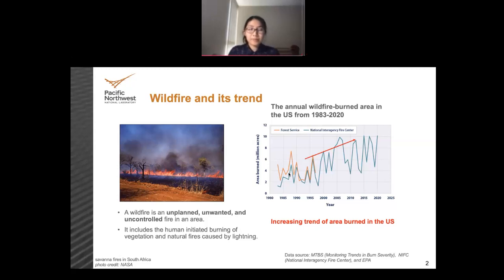Before I get into my research, I would like to give you some background information about wildfires. First, a wildfire is an unplanned, unwanted, and uncontrolled fire in the wildland, and it can be caused by human beings and by lightning. On the right-hand side, you can see the time series of annual wildfire burn area in the state from 1983 to 2020. The blue line shows an increasing trend of the burn area in the state.